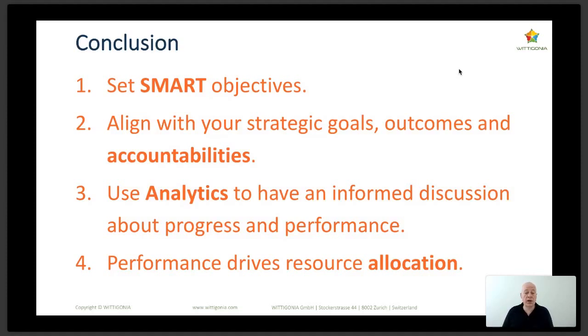And number 4, make sure that your resource allocation, for example, your budget, but also your incentives and rewards, follow performance, right? So as a manager, you want to make sure that you differentiate between low and high performance, and you want to allocate the resources towards higher performance. Even though it's a tough thing to do, sometimes you have to cut as many times as you are starting new initiatives, of course.